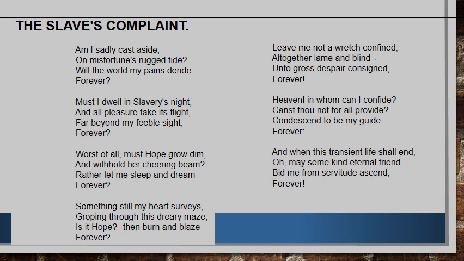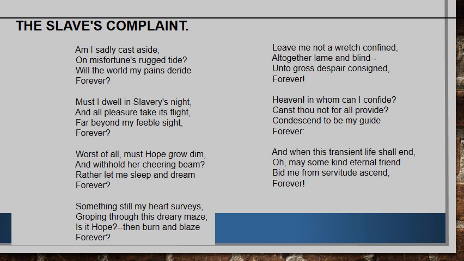Something still my heart surveys, groping through this dreary maze. Is it hope? Then burn and blaze forever? Leave me not a wretch confined, altogether lame and blind, unto gross despair consigned forever. Heaven, in whom can I confide? Canst thou not for all provide? Condescend to be my guide forever. And when this transient life shall end, O may some kind eternal friend bid me from servitude ascend forever.